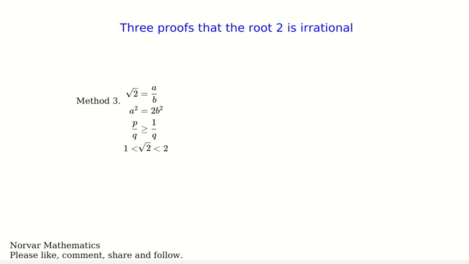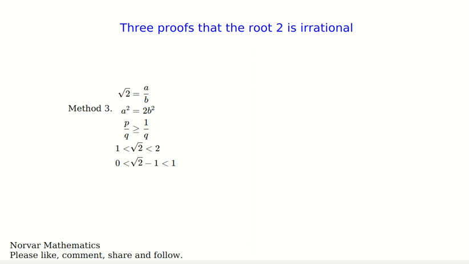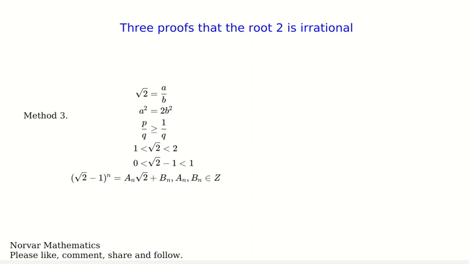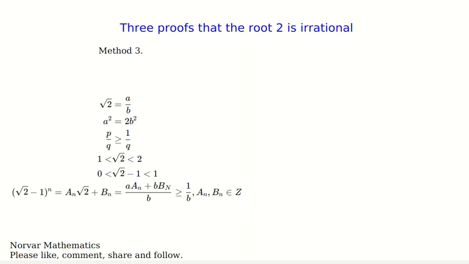It is easy to know that the square root of 2 is greater than 1 and less than 2. So the square root of 2 minus 1 is greater than 0 and less than 1. Since the even power of root 2 is an integer, and the coefficients of the binomial are all integers, the last equality holds. Therefore the nth power of root 2 minus 1 has a positive lower bound.